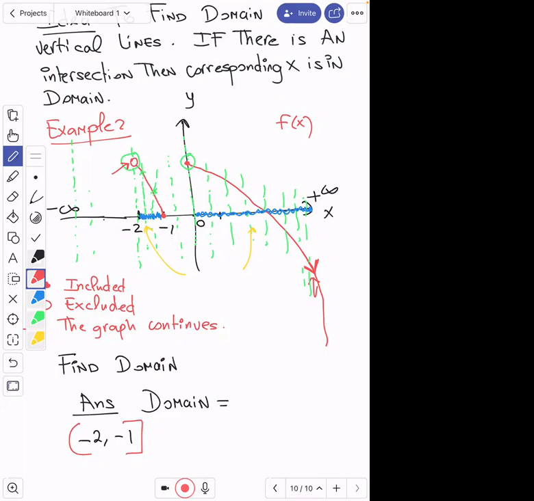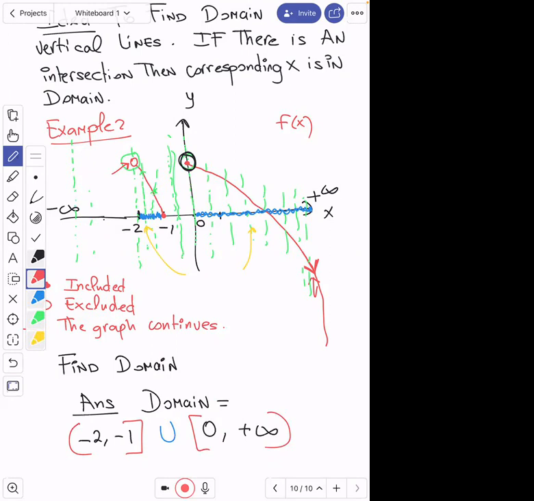Union, of course, with the second interval, and the second interval is from 0 to positive infinity. And again, guys, just be careful. Between -1 and 0, there's nothing. There's no intersection with the red graph, right? So the second interval is actually from 0 to positive infinity. 0 is included because there's a full circle here. So we include the 0, that's a bracket, and infinity as usual is a parenthesis. Okay.